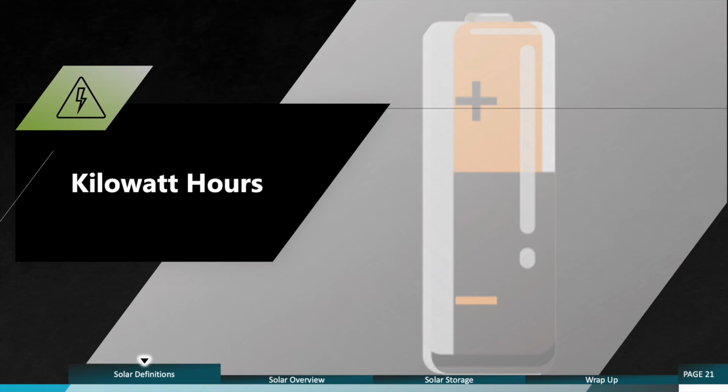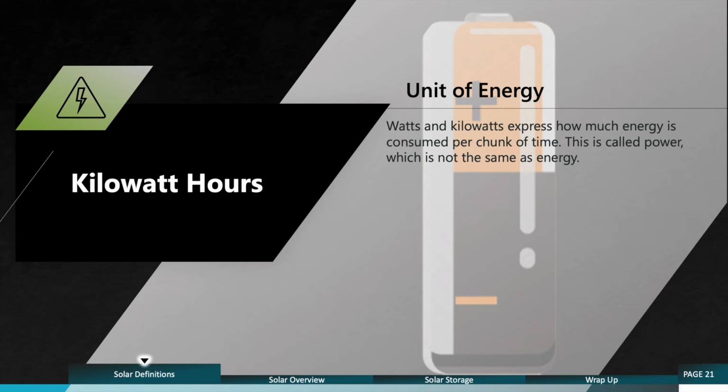Now, we understand the basic definitions of voltage, amps, and resistance. So what about kilowatt hours? As we talked about in the very beginning, your bill is rated in kilowatt hours, and it's how you're charged by your utility company. So what are kilowatt hours? Is it a unit of time? It has the word hours in it. No, scientists absolutely hate us and they want to confuse us. It's not a unit of time. It's actually a unit of energy. Watts and kilowatts express how much energy is consumed per chunk of time. This is called power. It's not the same as energy, and kilowatt hours are a unit of energy.